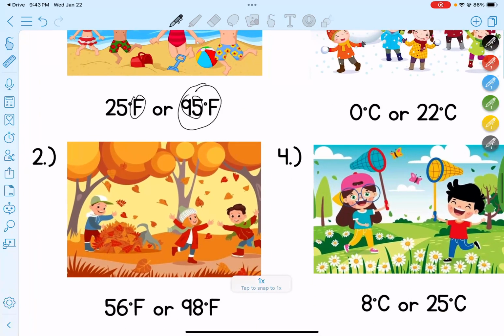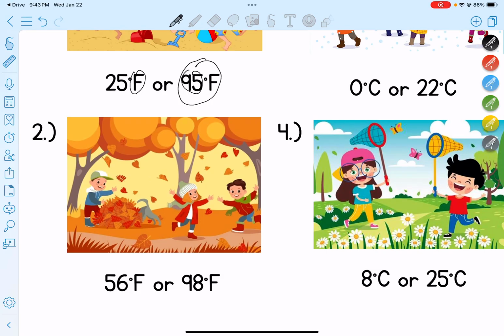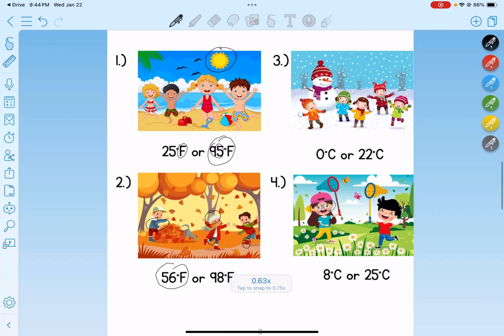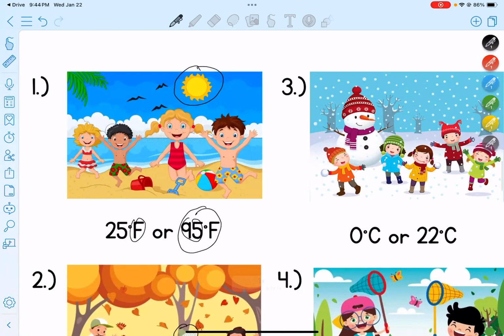Number 2, we could see that it's pretty chilly since they're wearing a beanie, scarves, boots, pants, and jackets. So we could assume that it's cold. We'll go with 57. Celsius works the same, but it's more harsh, where 0 degrees is really cold, but 22 degrees is pretty hot. Here we could see that it's snowing, and at 22 degrees Celsius it would not be snowing. So we would go with 0.